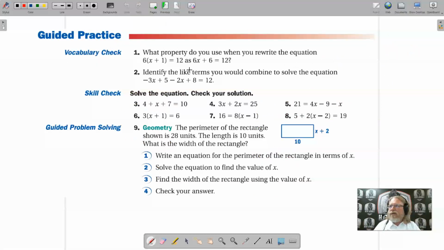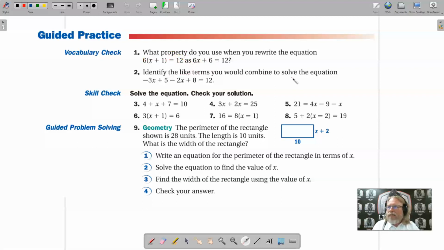So that brings us to our guided practice. Whenever we look at our guided practice, it says, what property do you use when you rewrite the equation 6 times the quantity of x plus 1 equals 12 as 6x plus 6 equals 12? Well, we see that we distributed the 6 into this x plus 1 to get 6 times x is 6x, and 6 times 1 is 6. So here we use the distributive property.